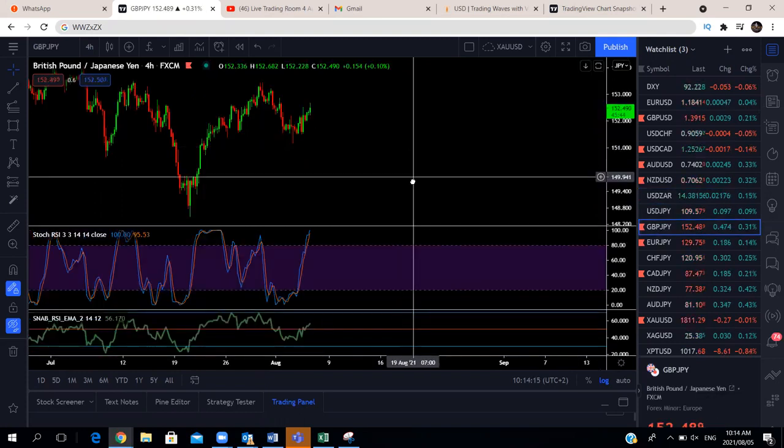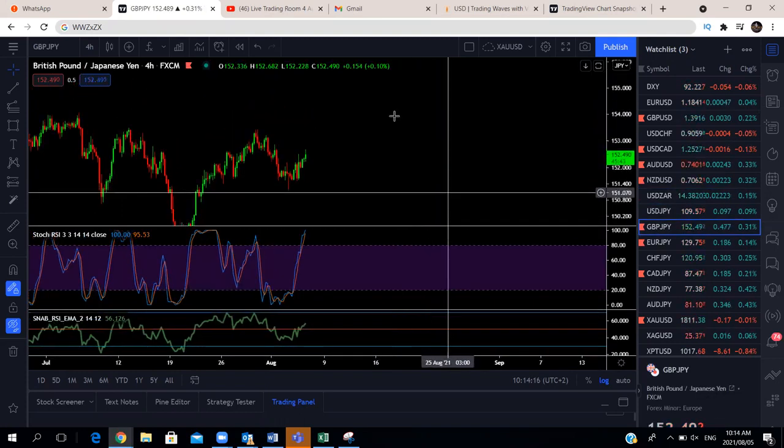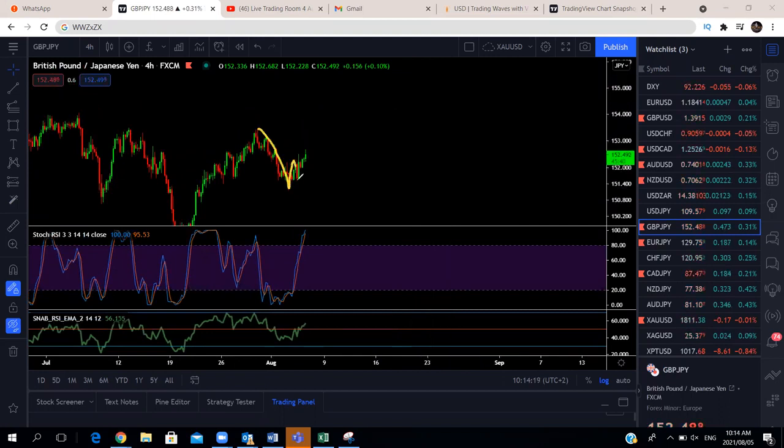Pound yen. The structure is pretty corrective here. 1, 2, 3. This is 3 waves. So even if we do see this move to the downside, we'll still expect pound yen to continue to the upside. Will it go up in a straight line from here? Doesn't look likely. So we may see one more down here. So we are currently at the top. We are still pretty much around 50. So let's see here.